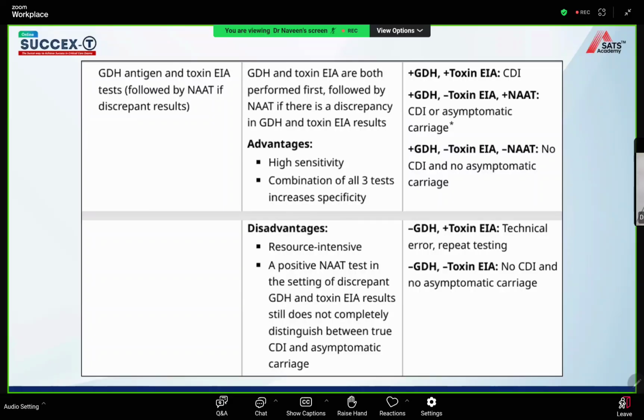And there is another scenario where the GDH came positive and the toxin is negative, but you still feel the toxin assay is inconclusive. What will you do in that kind of setting? You can do a third highly sensitive test as a negative predictive rule. For example, you have done a GDH test which is positive and a toxin test which is negative. You'll third do another sensitive test in the form of NAT. If it is negative, there is definitely no infection or carriage. If it is positive, then you are still in confusion whether it might be an infection or a carriage.